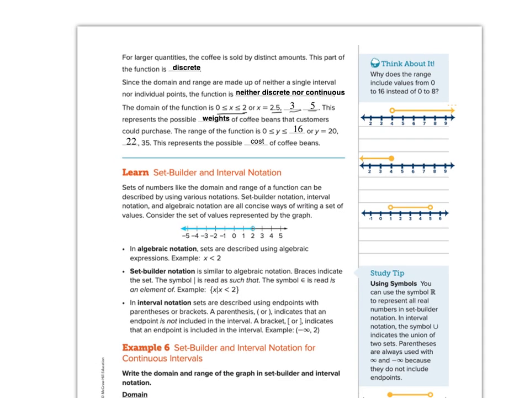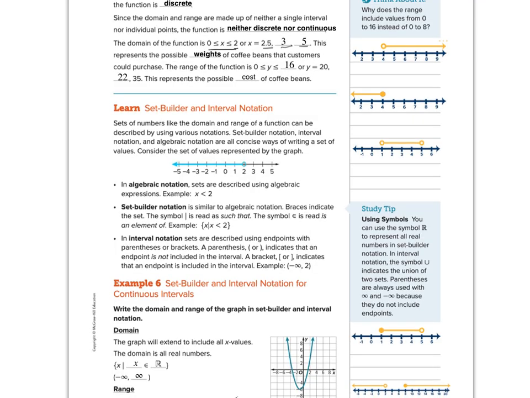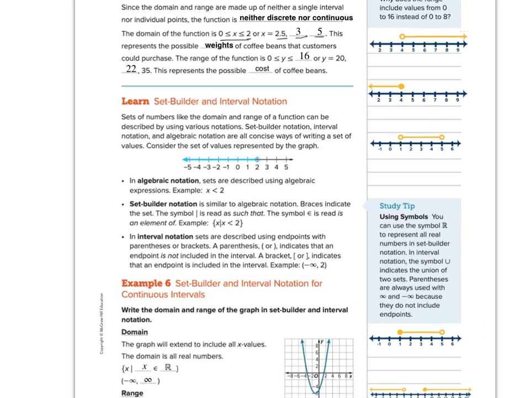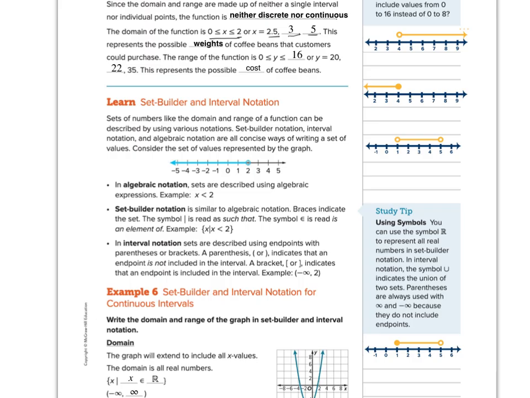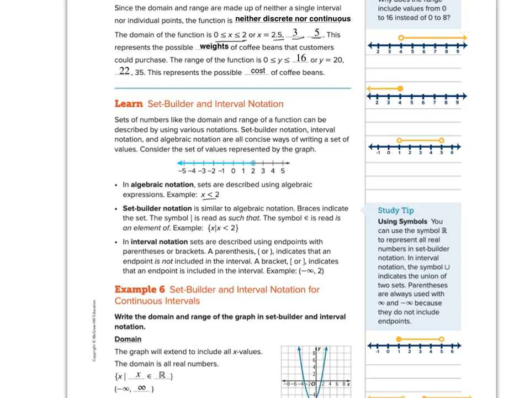Here, set builder and interval notation. This is hopefully a review for you guys from most of your math classes. Algebraic notation: sets are described using algebraic expressions. X is less than 2, right? Because it's an open circle over the 2, so it continues on forever in negative infinity, so X is less than 2. Set builder notation would be presented much like this: for all values of X such that X is less than 2.